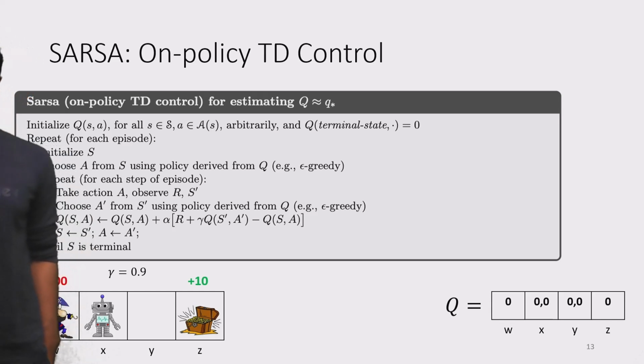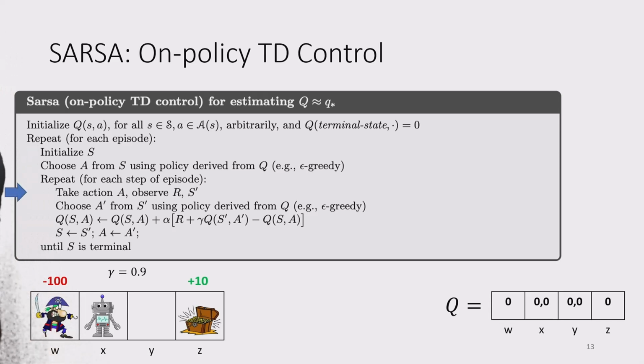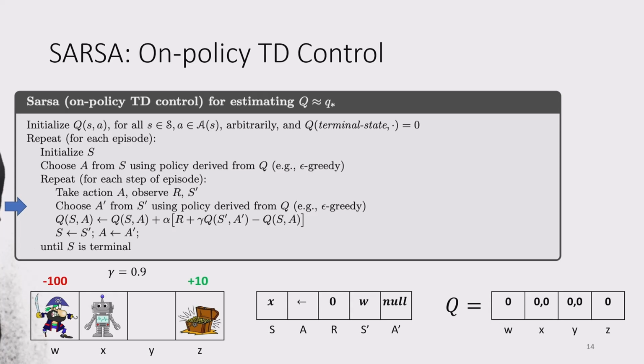We take our arbitrarily assigned Q function, and for each state we take an action A. So in this case, we start with state X, take action left, and get a reward of 0. We reach state W, at which point we again have to see what is the next action to take in the next state, which in this case would be null, as W is a terminal state. Again, not necessarily the best action, but the action according to our current policy. I think we're just using epsilon greedy, but you can have several options there.